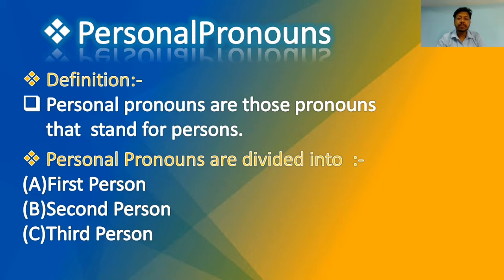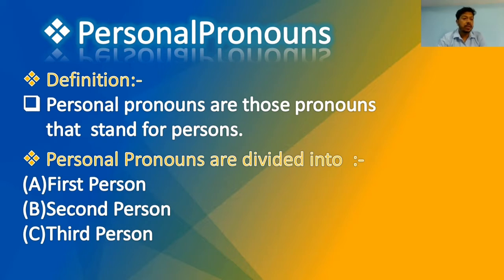But except the person, there are two more very important things in our grammar by which personal pronouns are used. Based on two categories, personal pronouns are used in a sentence. One is gender and second is number.